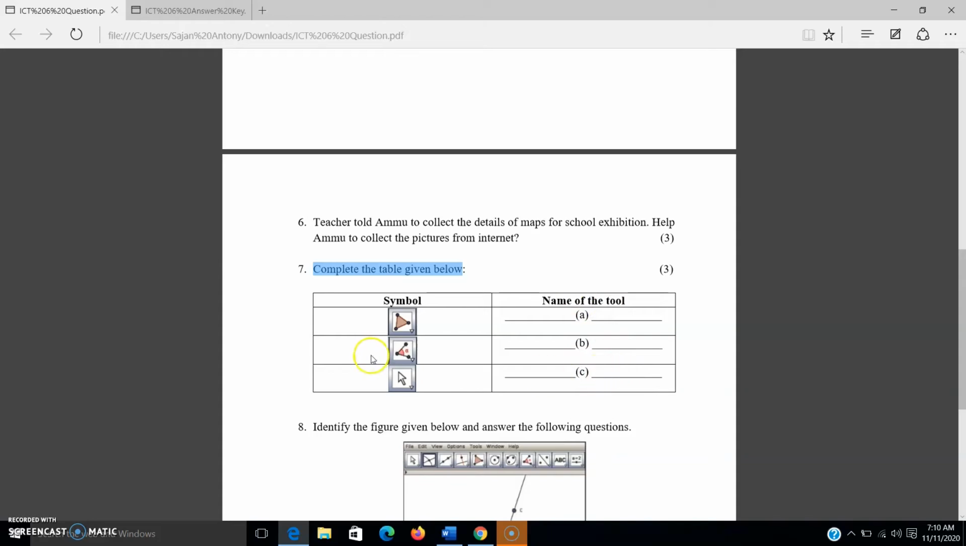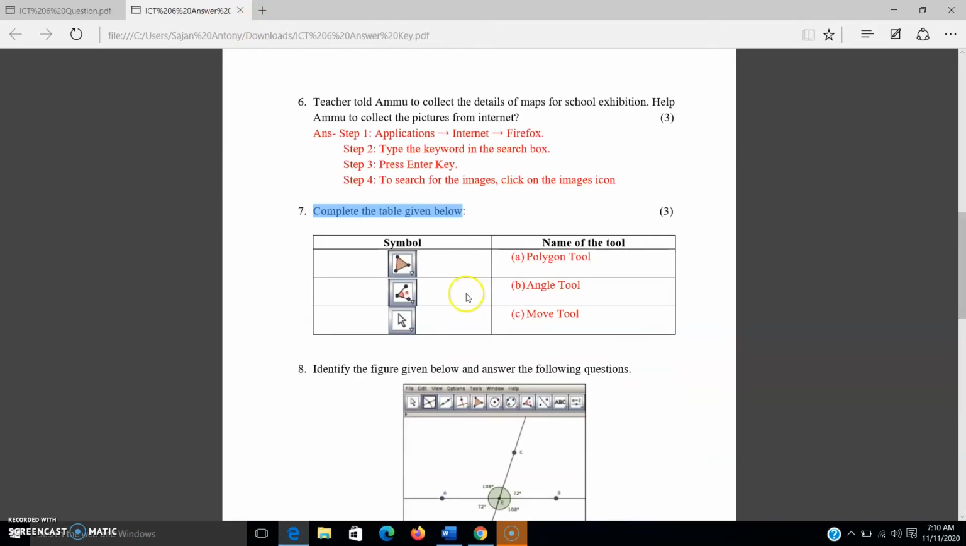spaces. So in the left side, the first tool. What is this first tool? Yes, we'll check the answer key. The first tool is polygon tool. The answer is polygon tool. What is the second tool?